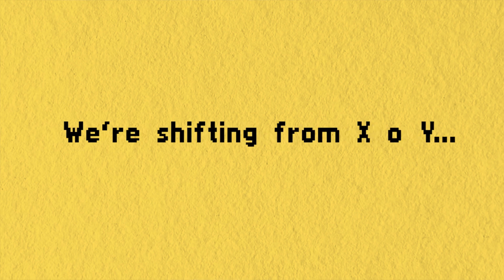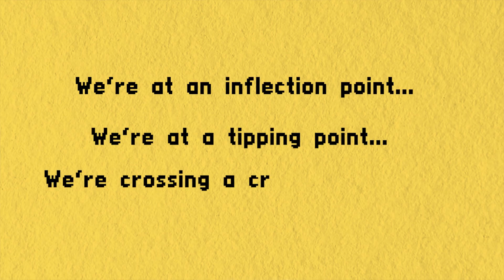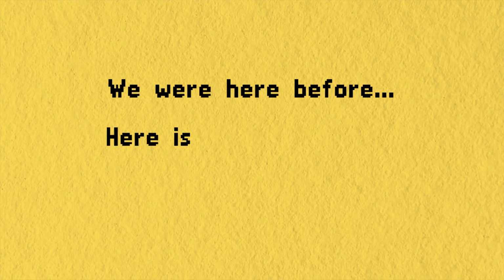You can highlight trends, like here's what's changing. We're shifting from X to Y. You can highlight crucial moments by saying we're at an inflection point, we're at a tipping point, we are crossing a crucial threshold. Of course, you can emphasize progress. We were here before, here is where we are, here's where we're going. For additional bridges, I've collected 74 bridges across these 8 topics, all for free below for you to download, so you can check that out as well.